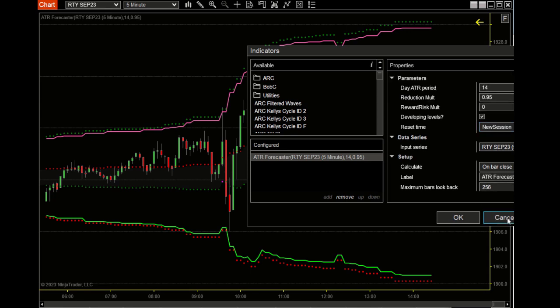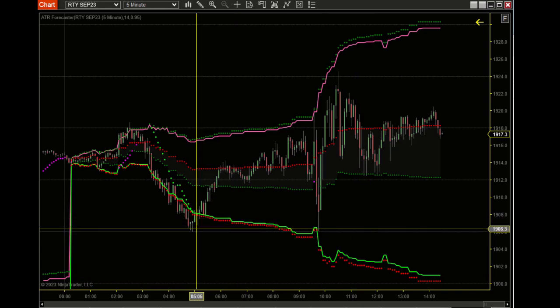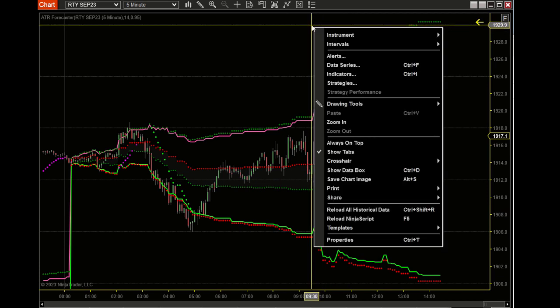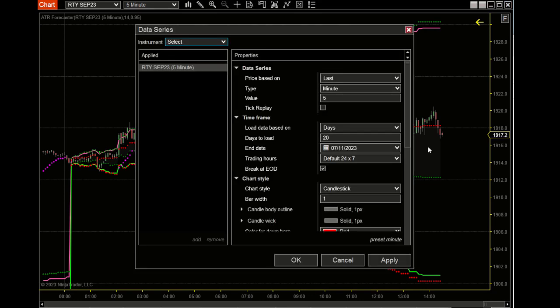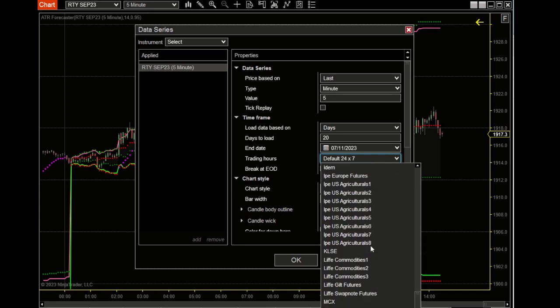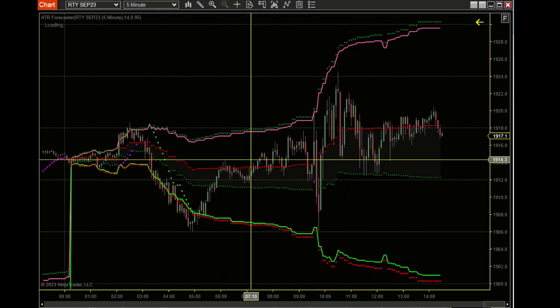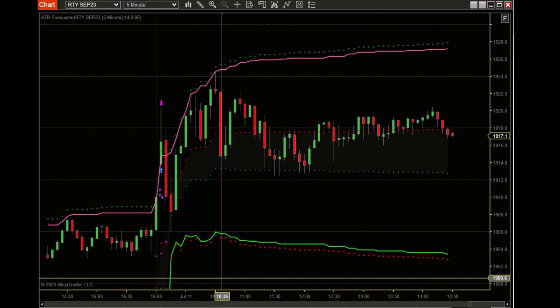One thing you can do, let's say you wanted to start at a specific time. Let's say you wanted to start at the session open of the regular trading hours. You'd have to do that through your trading hours template. Right now I'm on default 24/7. If I go down here and switch to equities regular trading hours, again I've got 20 days in here. So the ATR will start right at 9:30. The ATR forecaster will start at 9:30.